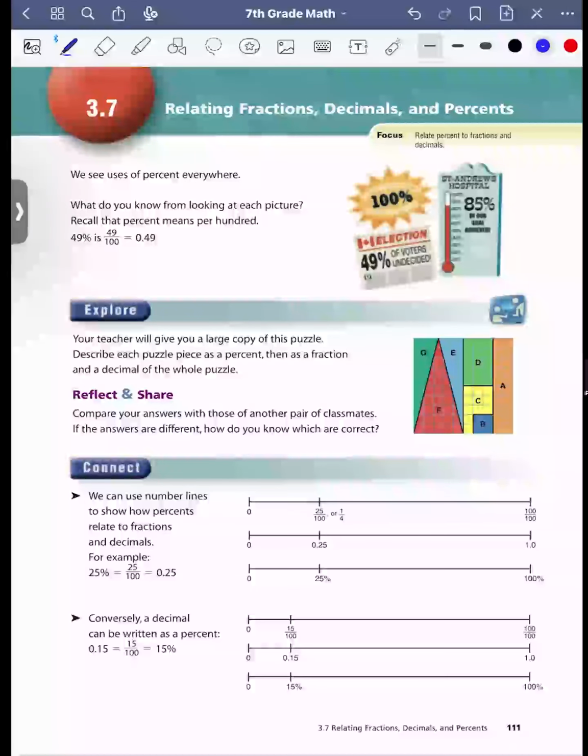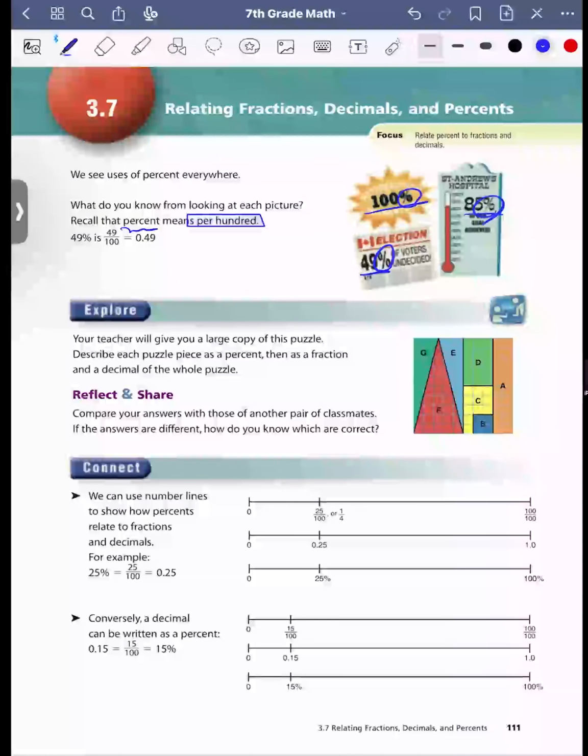Today we're going to learn about relating fractions, decimals, and percents. So what do you know for looking at each picture? You can see a bunch of numbers that uses percentage, right? And recall that a percent means per 100. So when you see a number that's 49%, you can think of it as 49 over 100 or 0.49.